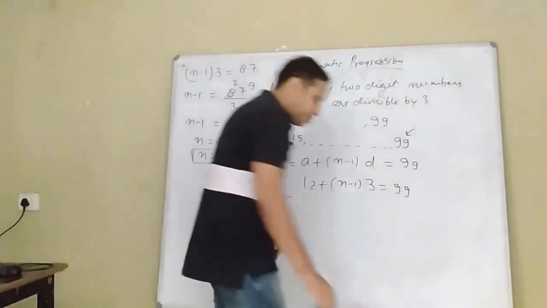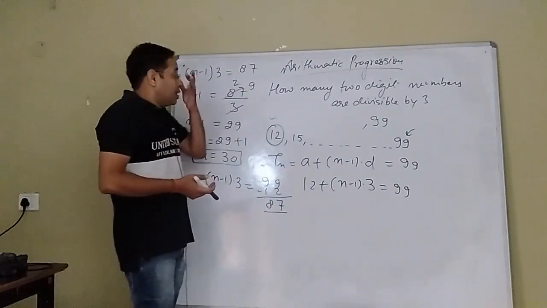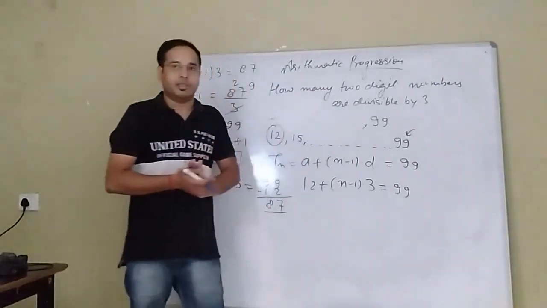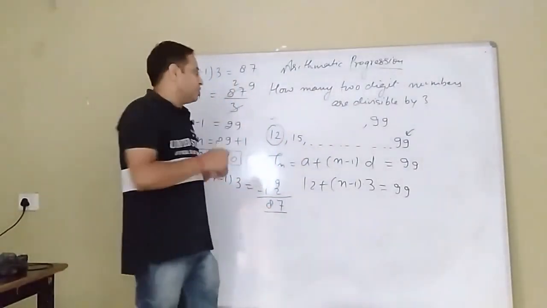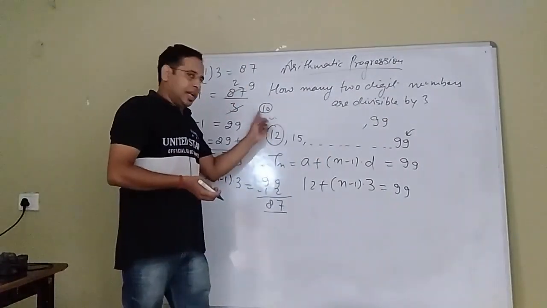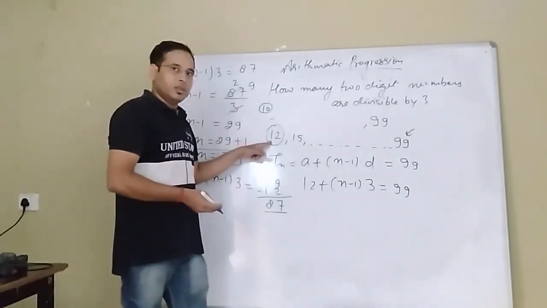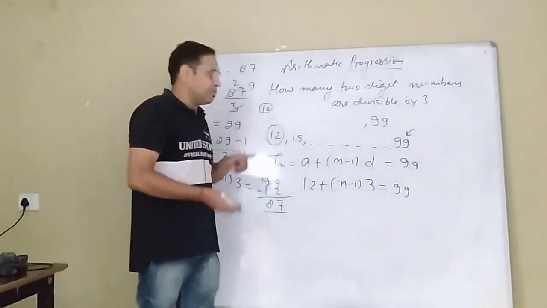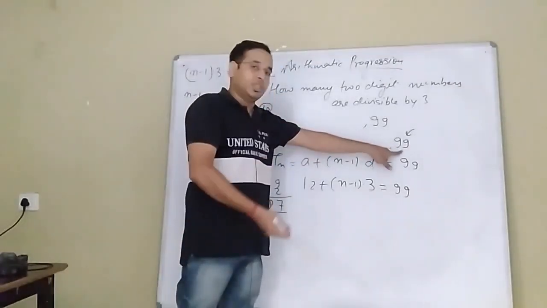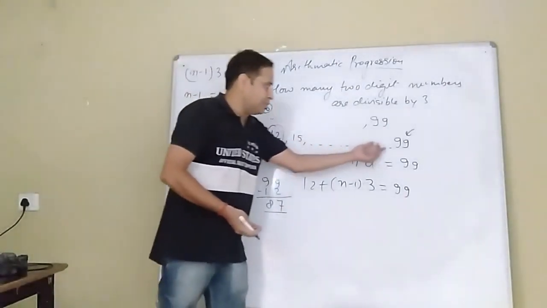I hope you have understood, isn't it? Look again, we have to understand this well. We need to find out how many 2-digit numbers are divisible by 3. We know that the first 2-digit number is 10 and the last 2-digit number is 99, isn't it? This 10 is not divisible by 3. Therefore, the first 2-digit number which is divisible by 3 is 12. And after 12, the second 2-digit number divisible by 3 will be 15. And the last 2-digit number which is divisible by 3 will be 99. Therefore, we will get a sequence 12, 15 up till 99.